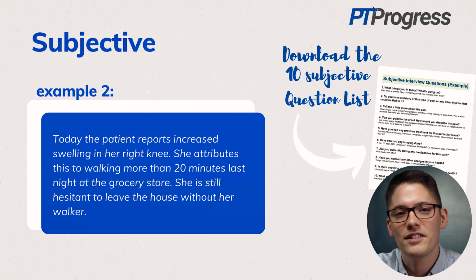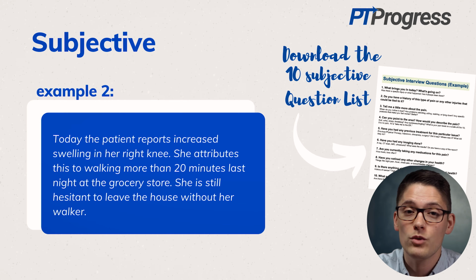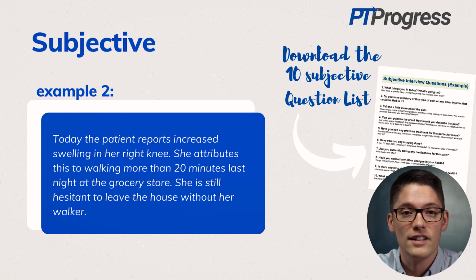You don't have to complicate this section. I can usually write a sentence within a minute or two of welcoming the patient into the clinic, and that usually sums up what you need to know with the subjective section. Here's one last example, then we'll move on to the objective section. Today, the patient reports increased swelling in her right knee. She attributes this to walking more than 20 minutes last night at the grocery store. She is still hesitant to leave the house without her walker.